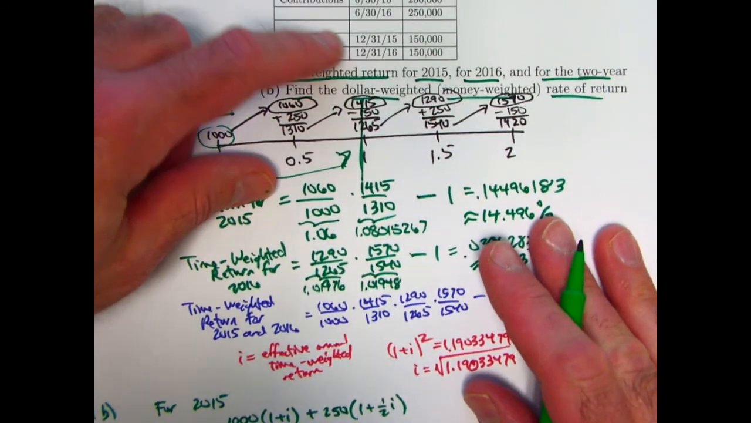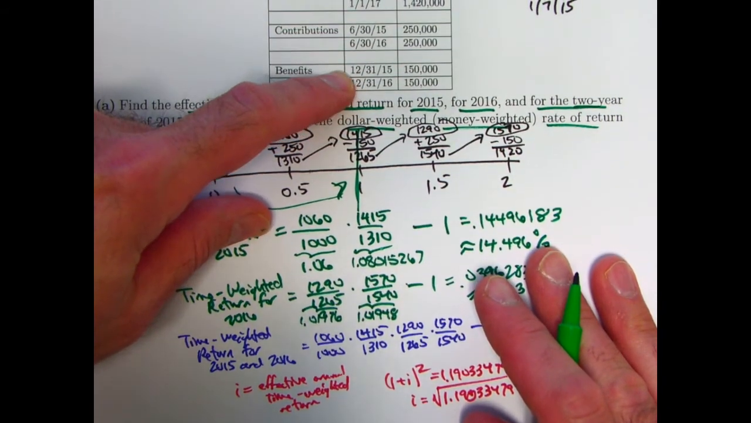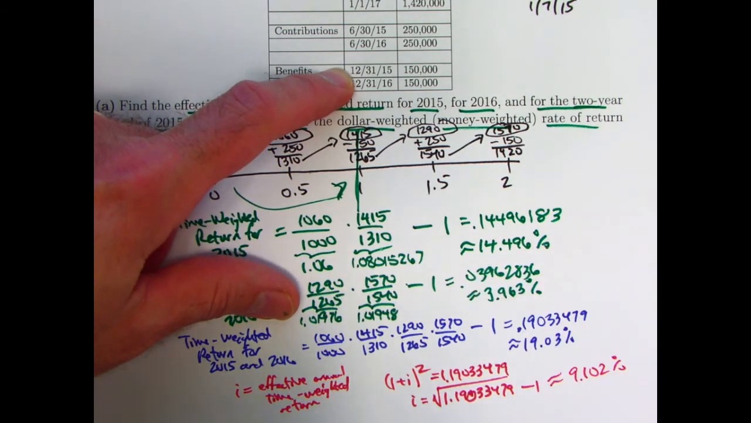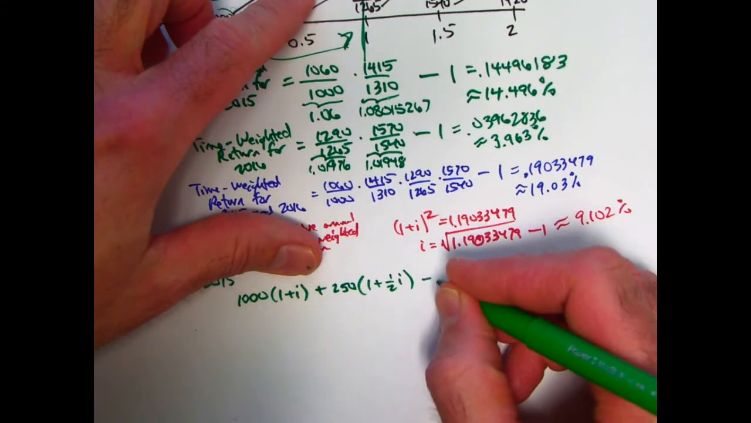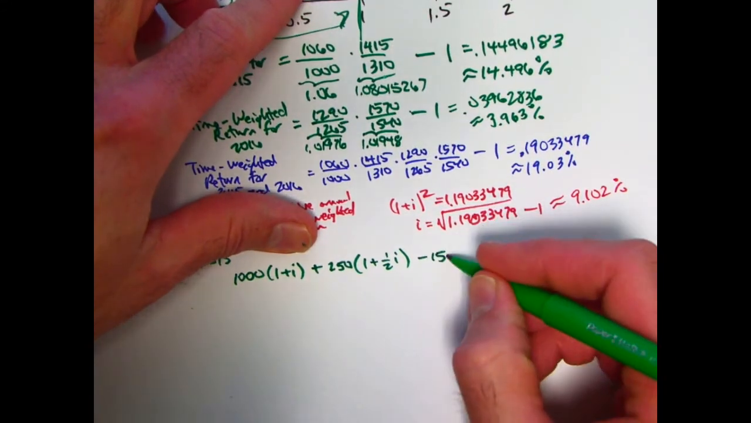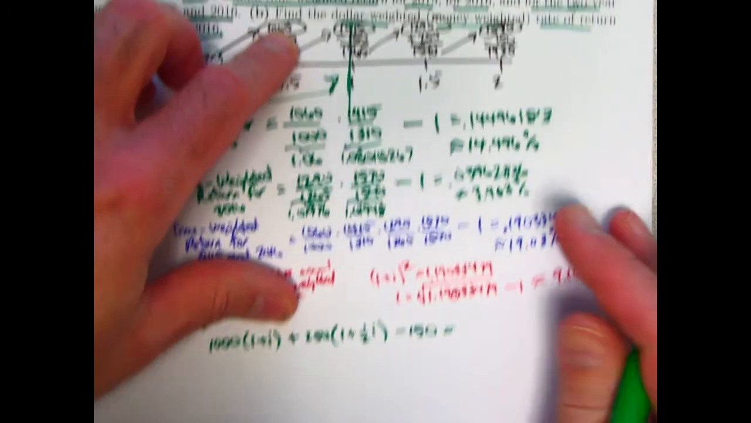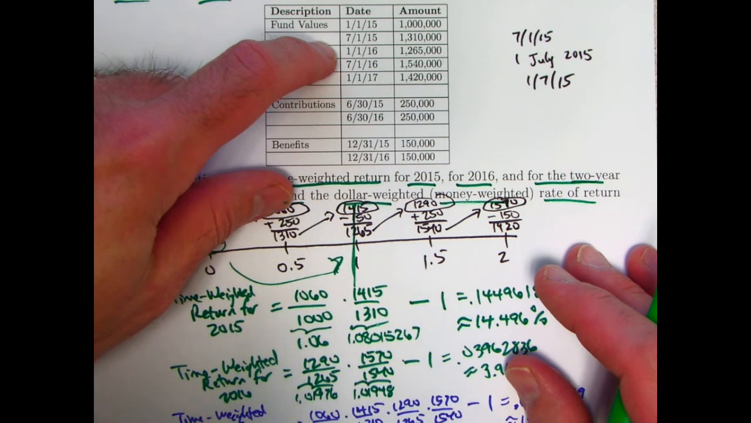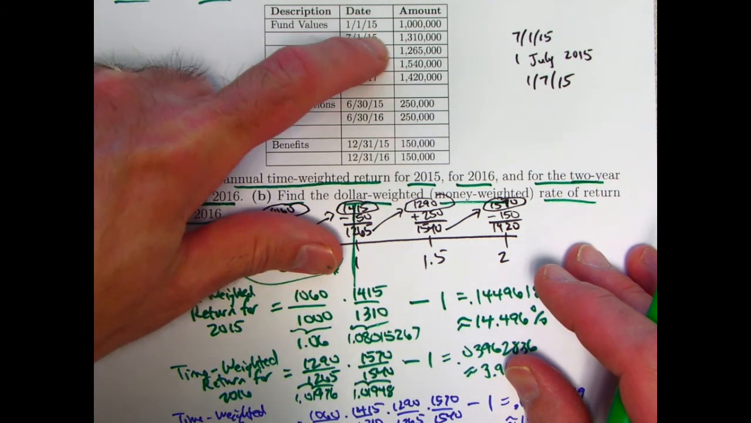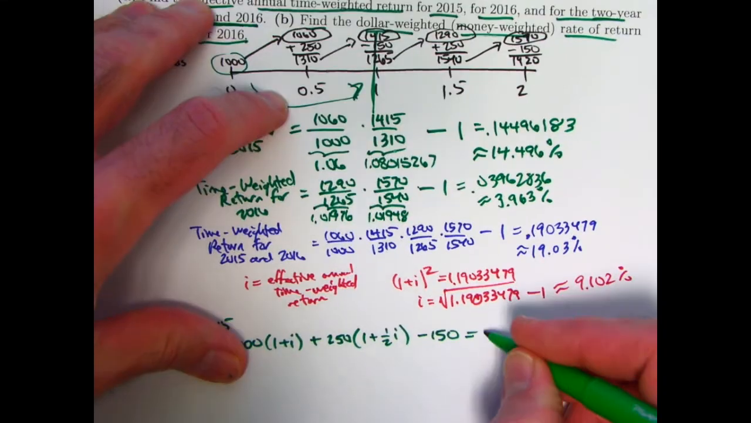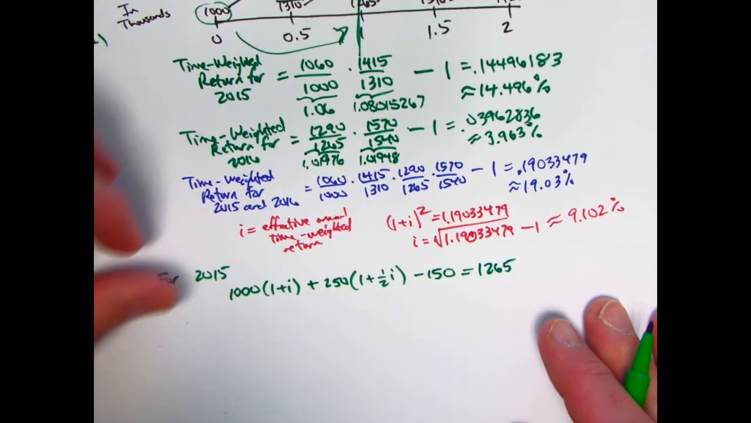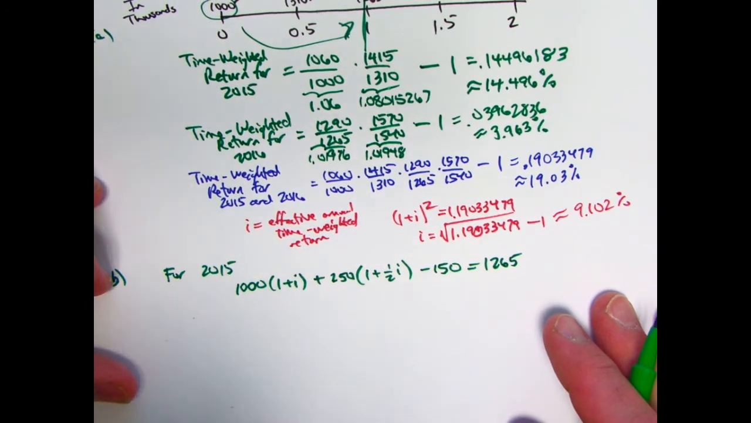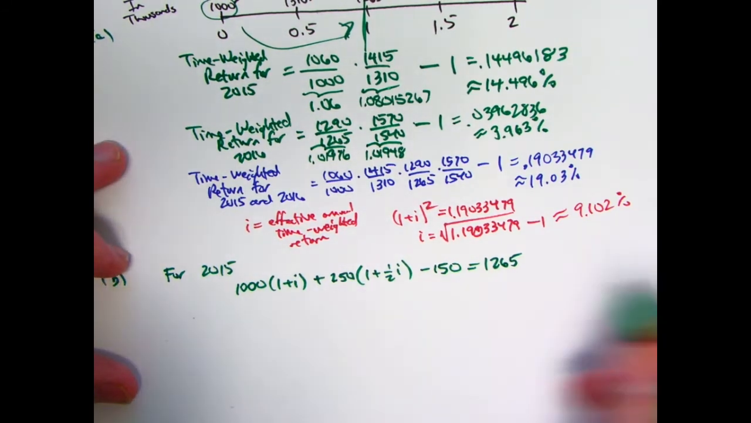Then I have the benefit paid, 150,000 on December 31st, 2015, right at the end of the year. That's already at the end of the year. It does not need to go forward in time any amount. I'll just write a minus 150 here. And that has to equal the final balance at the end of the first year, which is given as the balance on January 1st, 2016 of 1265. So this is the equation of value to solve for i to give us the dollar-weighted or money-weighted rate of return for 2015. It's a linear equation in i.